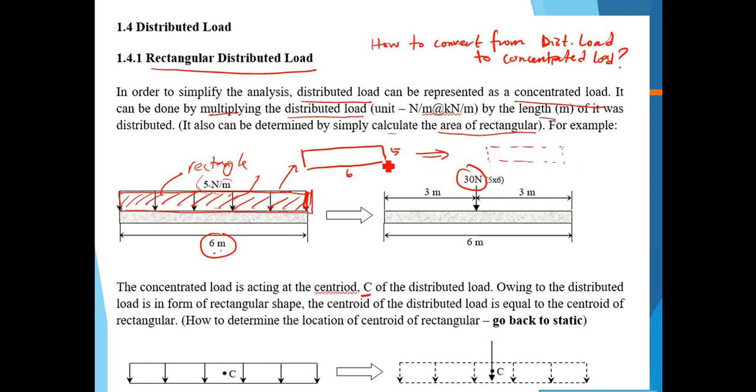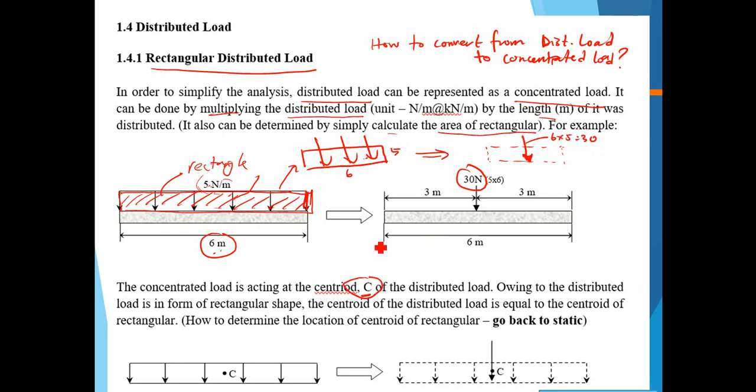We know that this distributed load can be represented by a concentrated load, and the value is 6 times 5, which is 30. But where should we put that 30? Here, here, or here? The answer is we should put it at the centroid.